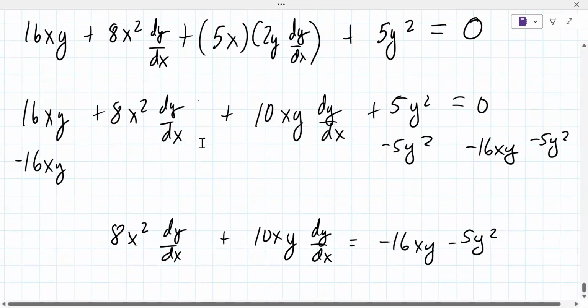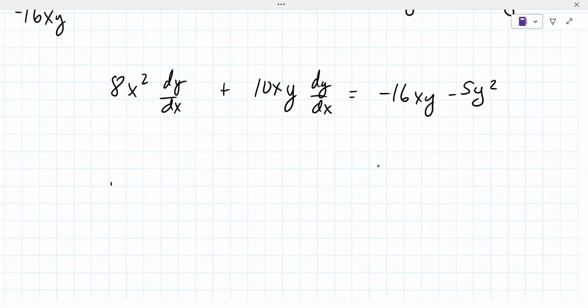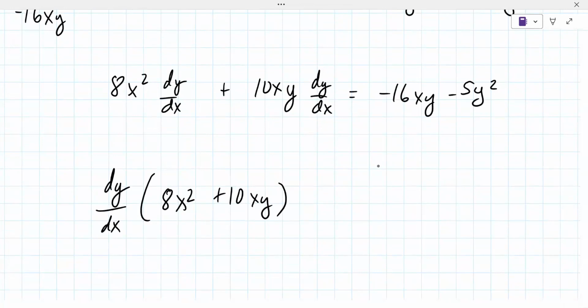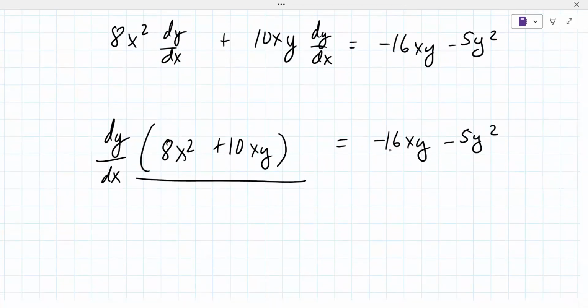So you move any non-dy/dx terms, then you factor out dy/dx from both terms. That's why you move all the non-dy/dx terms to the right, because you end up factoring out the ones that do have it. And then you divide both sides by that.